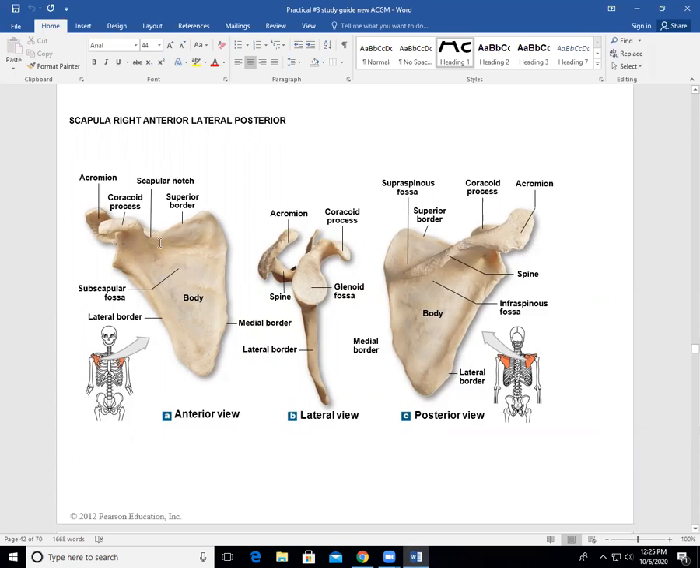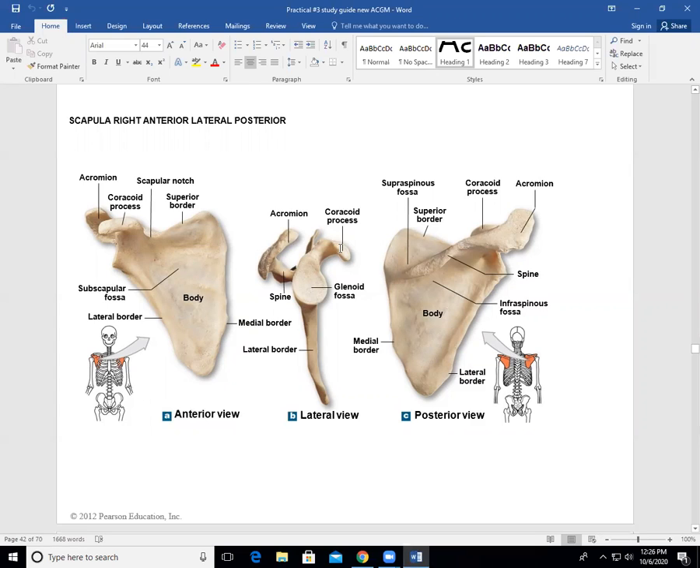Below that scapular notch, you're looking from a lateral view. If you were to take the posterior view and turn it, so you're looking at the side of the body, the socket of the ball and socket joint is your glenoid fossa. And you can see a bit of the spine, some of the acromion, some of the coracoid process.